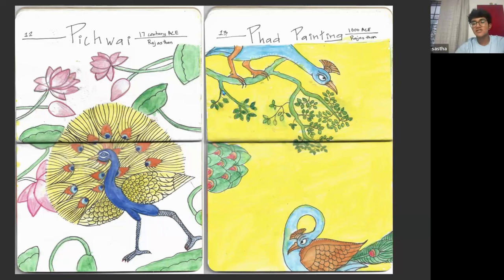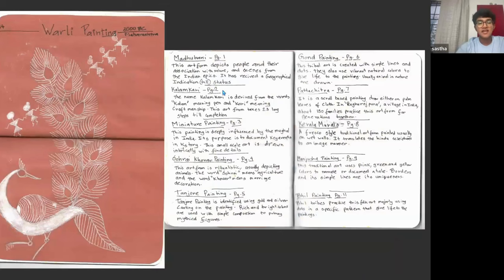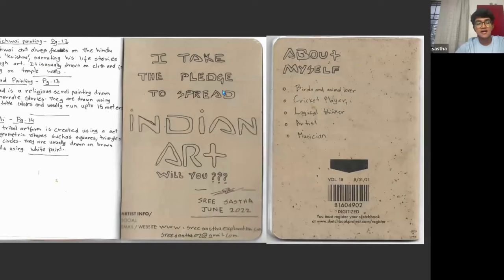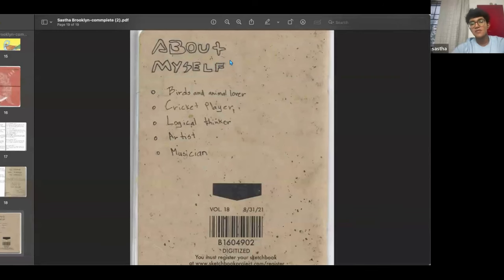This is just a portion of the scroll, which depicts how it is made. There are two peacocks which I want to depict there. And Warli. As you can see, it's detailed paintings along with white pen and the brown surface behind. The darker shade behind highlights and brings to the front the detailing. So this is a description I've given. And that's it about me. Thank you very much. I'm open to any questions.